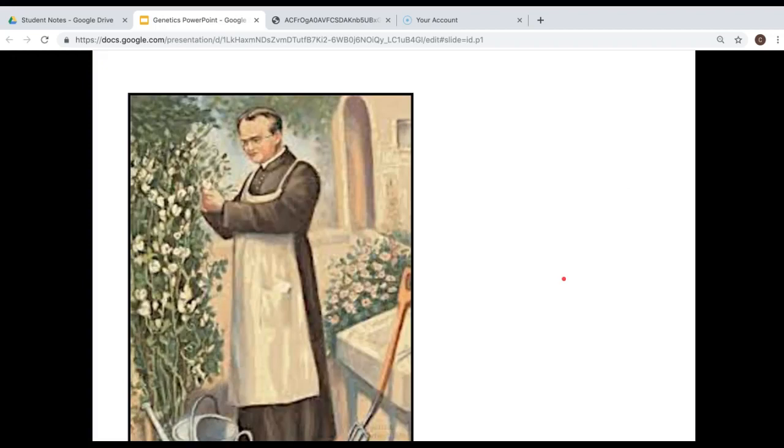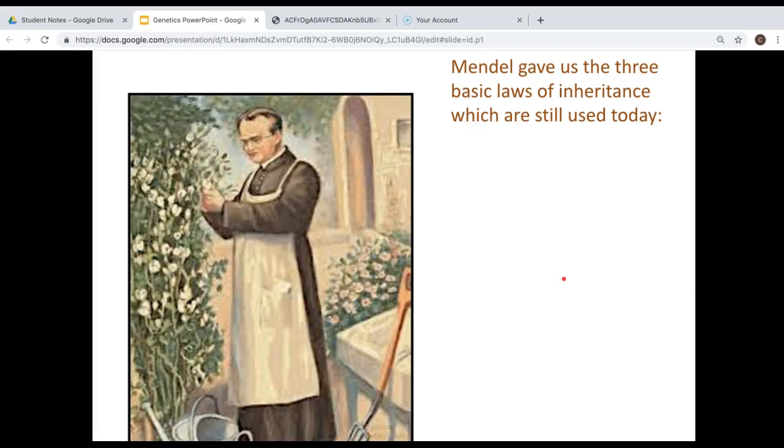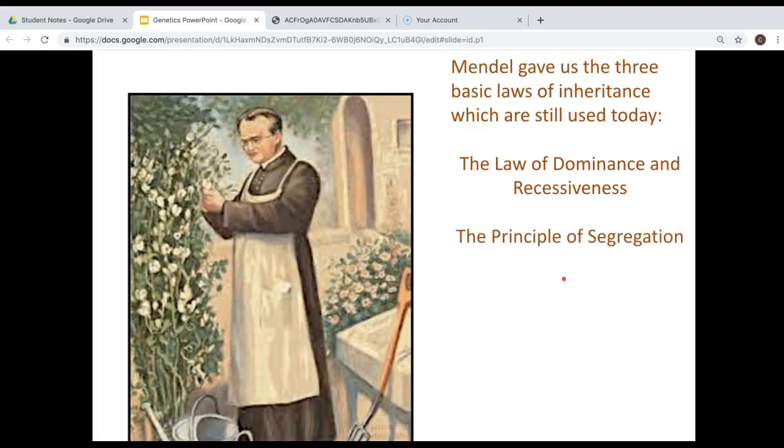It's another picture of Gregor Mendel. He gave us 3 basic laws, and we need to write these down. Remember, a law is something that is universally thought to be true. It's unlike a theory. Theories cannot be proved. Laws are. So let's write these down. Number 1, the law of dominance and recessiveness. We'll talk about that in a little while. Number 2, principle of segregation. These are some of your vocab words as well. And then independent assortment.